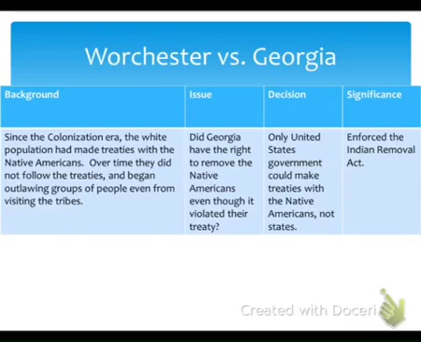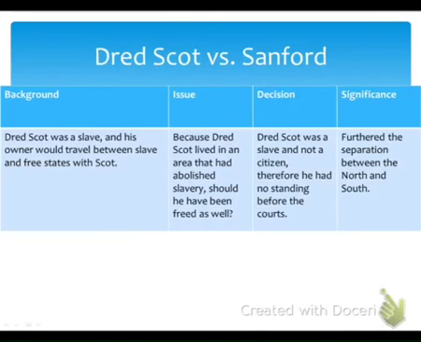The final court case that we have is Dred Scott versus Sanford. Dred Scott was a slave whose owner would travel between the North and the South, places where slavery was abolished and places where slavery was okay still. Because Dred Scott lived in an area that abolished slavery, should he have been freed as well? This was the issue.